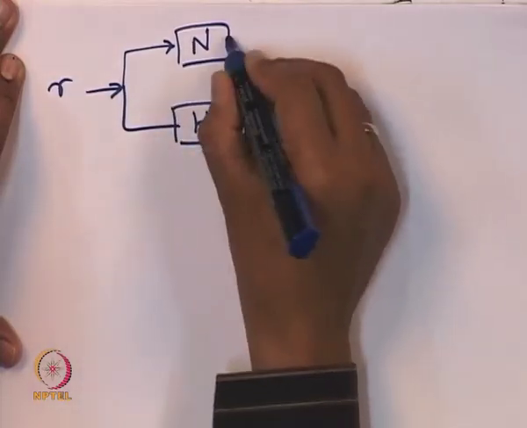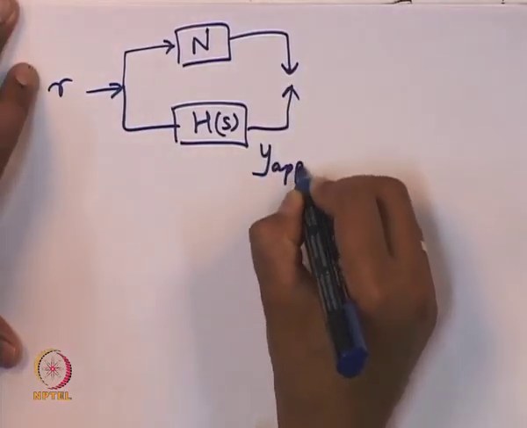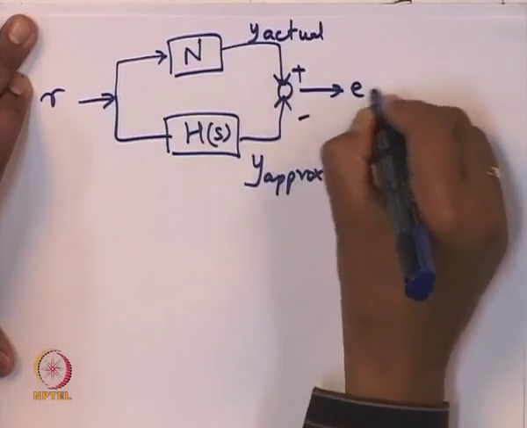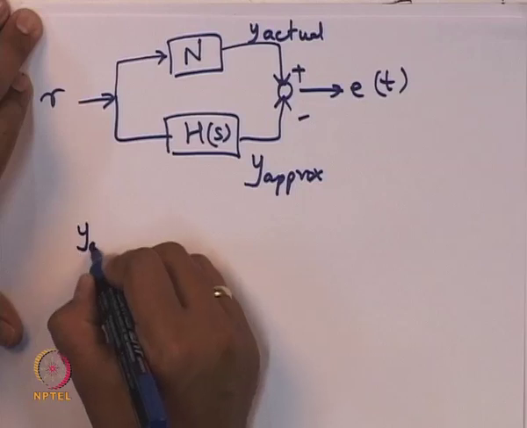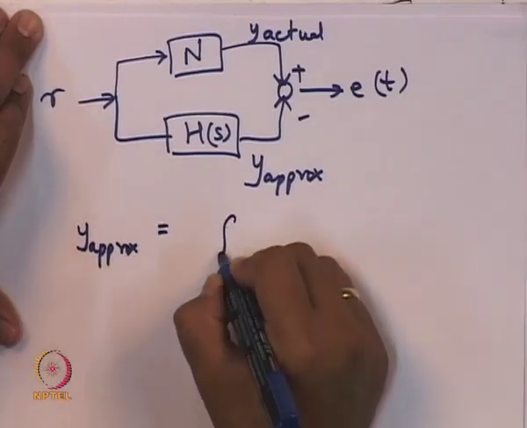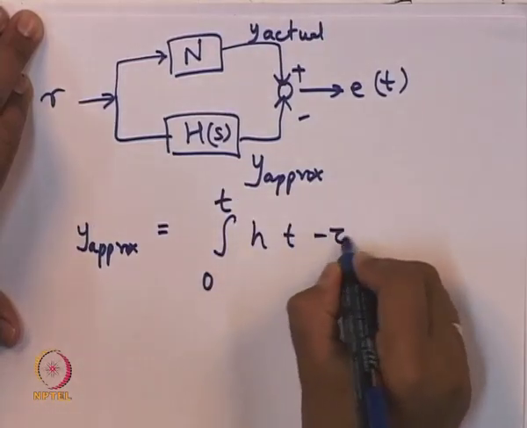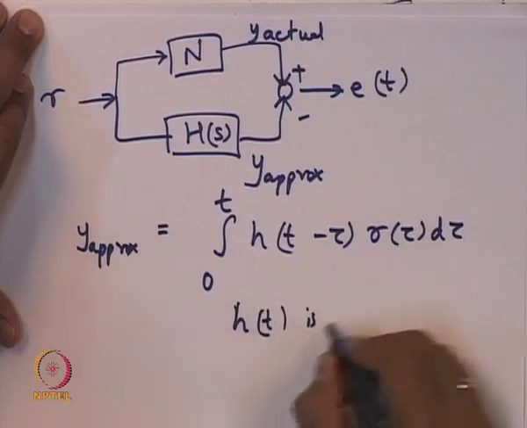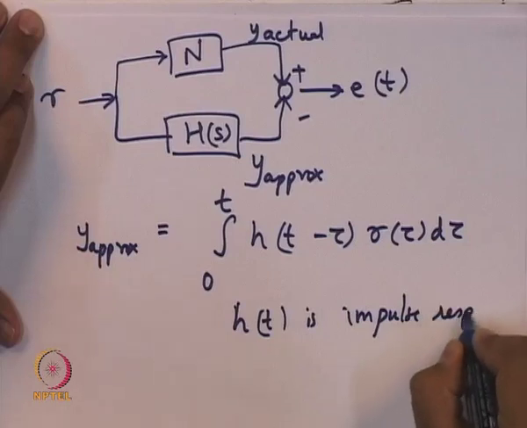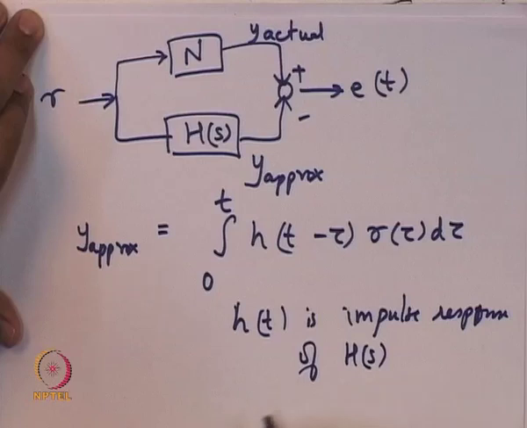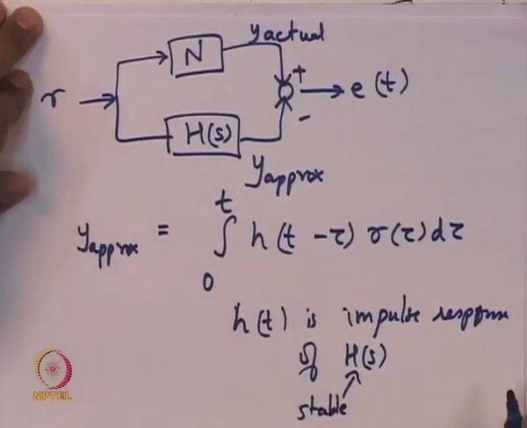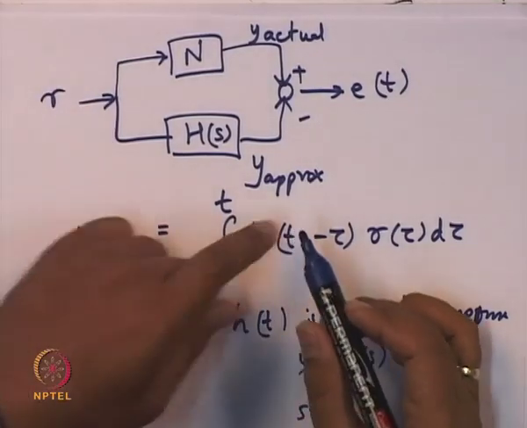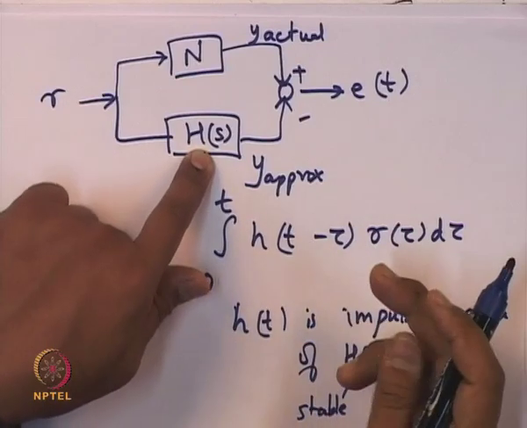We will call this h of s, y approx, y actual. So y approx is nothing but equal to the integral from 0 to t of h of t minus tau, r of tau, d tau, where h of t is the impulse response of h of s. We only assume that this is stable, no poles in the right half plane, no poles on the imaginary axis also. That is when h is bounded input bounded output stable, and this is how one will calculate y approx for any linear system. And notice that h can have memory also.